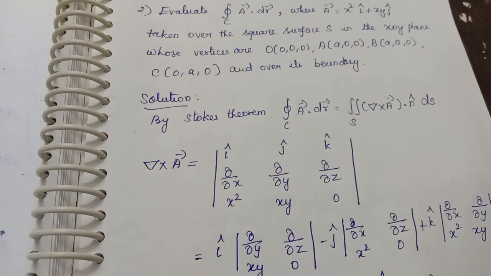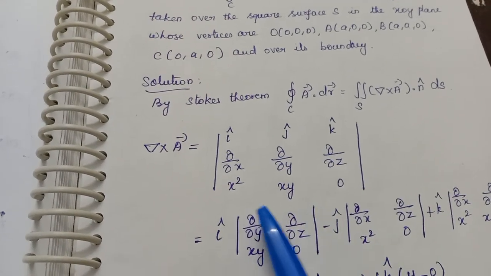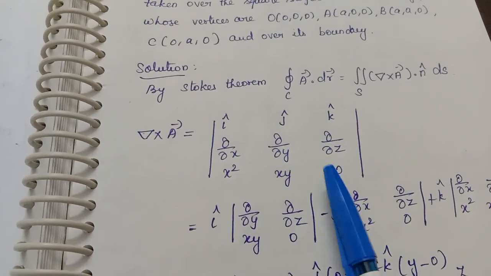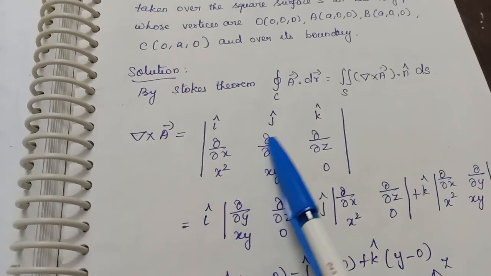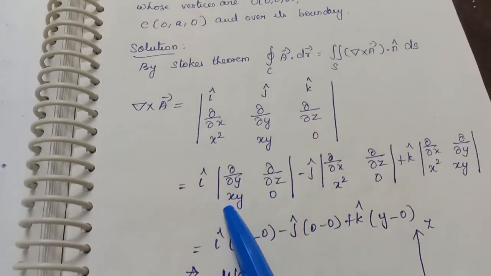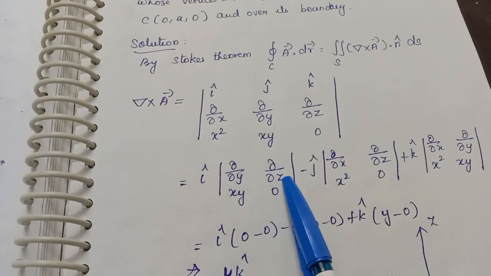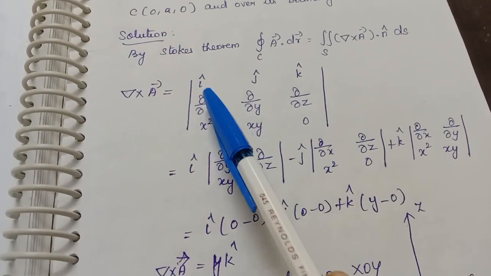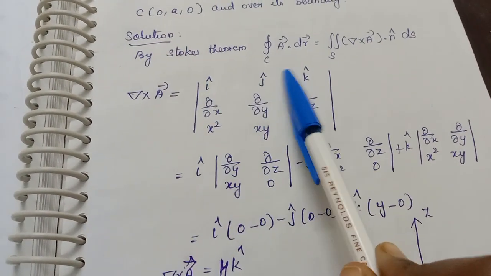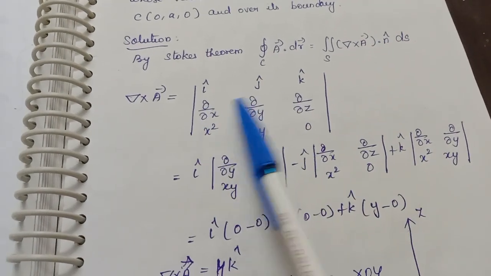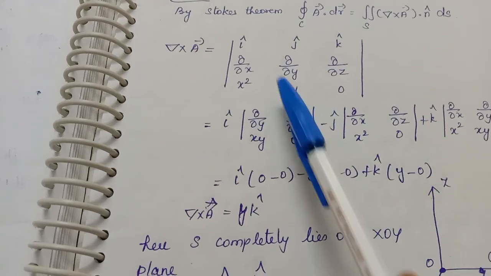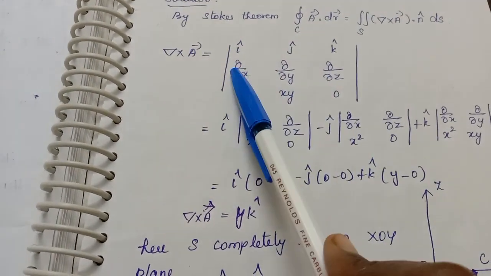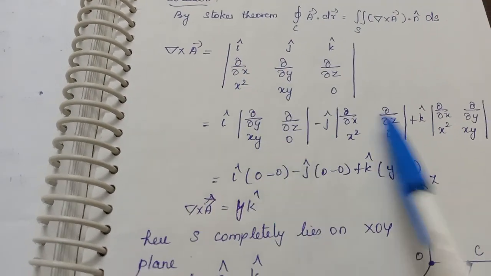Also the k component is absent there. Okay, so x square, xy is 0. Now i cap into, leave this row and this column, this will alone come, that is ∂/∂y, ∂/∂z, xy, 0, minus j cap into, leave this row and this column, ∂/∂x, ∂/∂z, x square, 0, plus k cap into, leave this row and column, ∂/∂x, ∂/∂y, x square, xy.